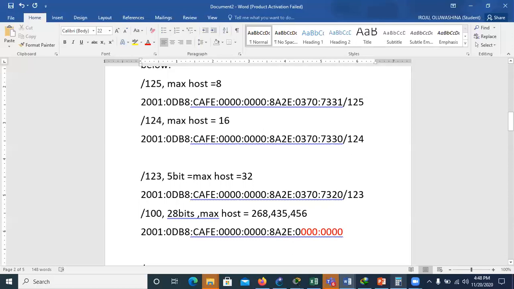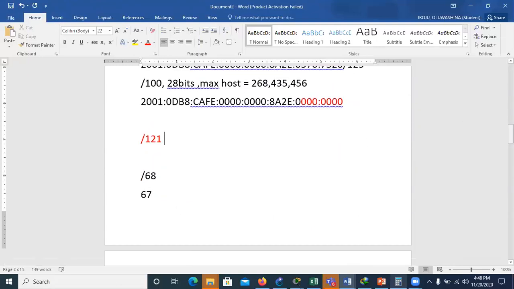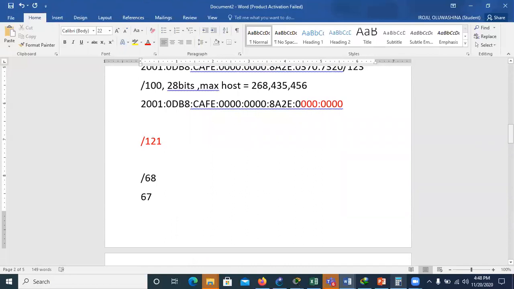What about if I use /121? Let's go for /121. /121 gives you how many hosts? Following the same IP addresses that we have here, 128 minus 121 is 7. That means I'm having 7 bits. 2 raised to the power of 7 gives me 128. Maximum host equals 128, which means if I'm using /121, I'll be having a maximum host of 128. But the nodes I need per cluster is 200, so this one is not enough.